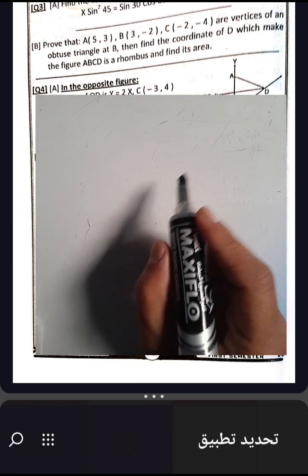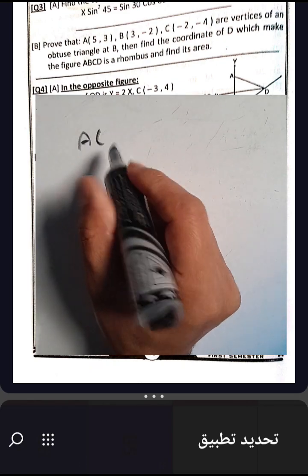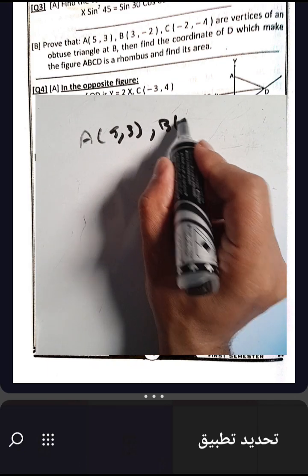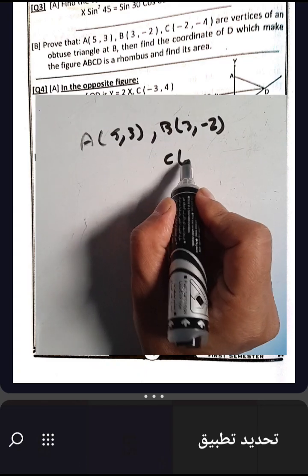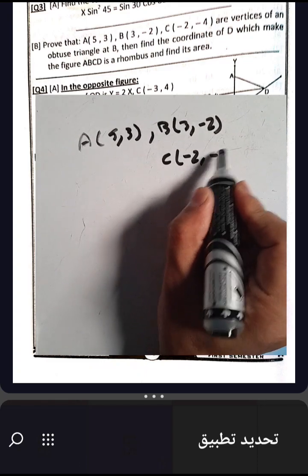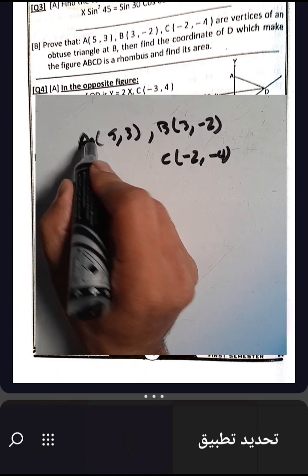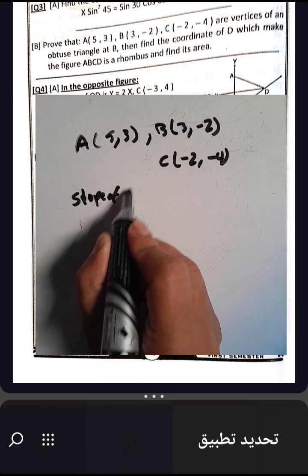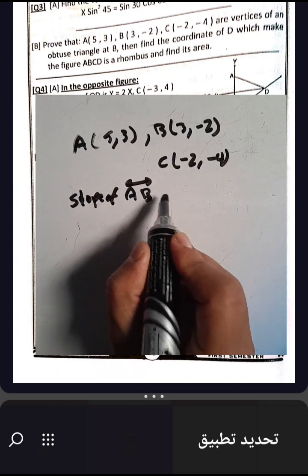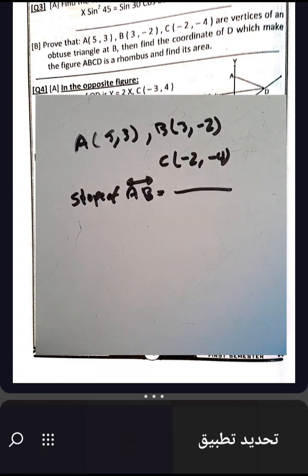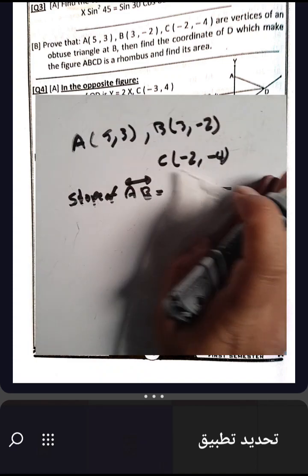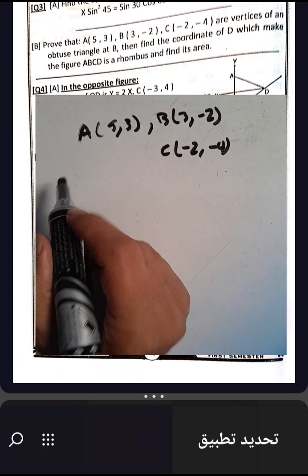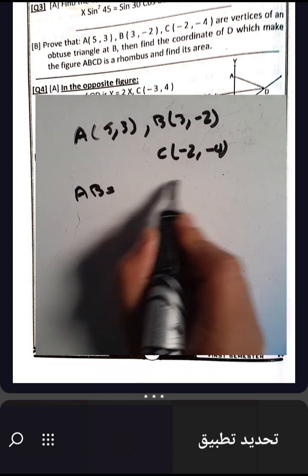Okay, then we have here point A as (5, 3), point B as (3, -2), and point C as (-2, -4). Then we can find the slope of AB. We want to prove that it is obtuse. Okay, then we can write the side length of AB.